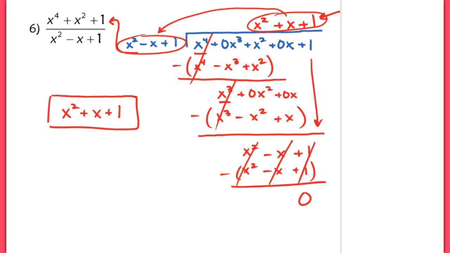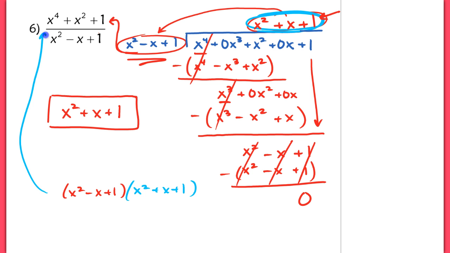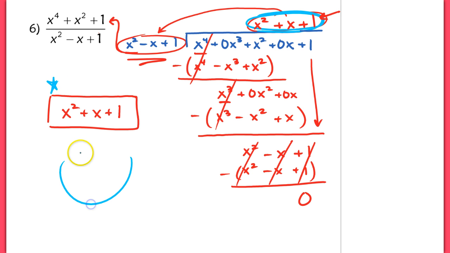And again, what that is saying is that if you took x squared minus x plus 1, the divisor, and multiplied it by our quotient, x squared plus x plus 1, we would end up with x to the 4th plus x squared plus 1. Very, very interesting. But anyhow, there's my final answer, and that is the end of the lesson.